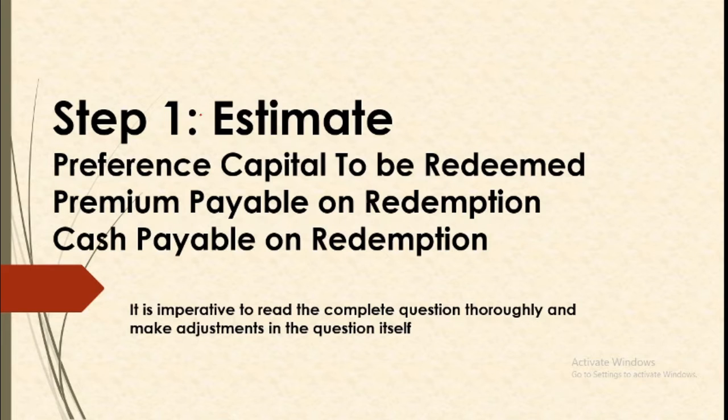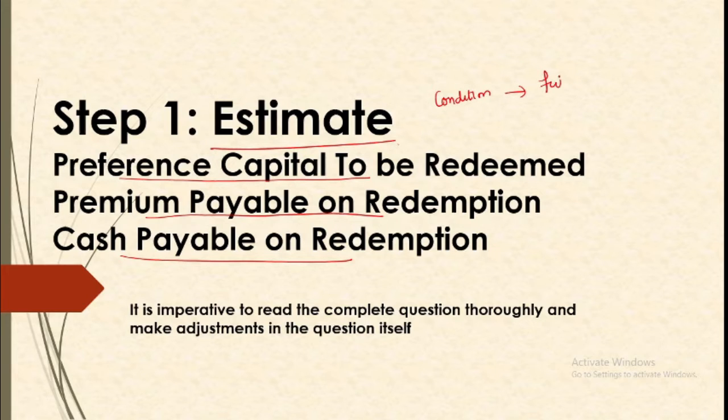Our first step is to estimate preference capital to be redeemed, premium payable on redemption, and cash payable on redemption. It is very important to read the complete question thoroughly and make adjustments in the question itself. Why am I saying this? Because sometimes some points are given in the additional notes, and we may miss out on some of them. So all the points must be recorded in the balance sheet or in the question itself. To make these estimates, we must remember the first condition: we can only redeem fully paid preference shares.